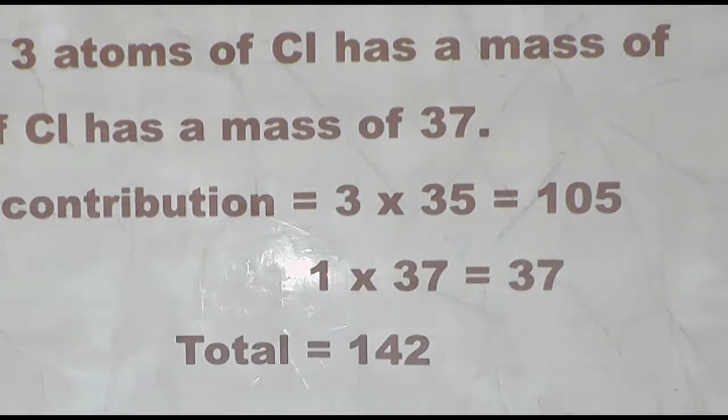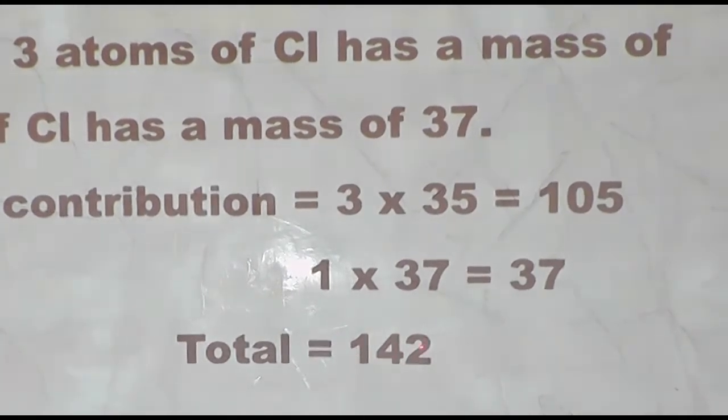Then the isotope with percentage ratio 1 multiplied by the mass number 37, 1 multiplied by 37, gives us 37. Sum up the two results we have for the two isotopes, that is 105 plus 37. That will give us a total of 142.